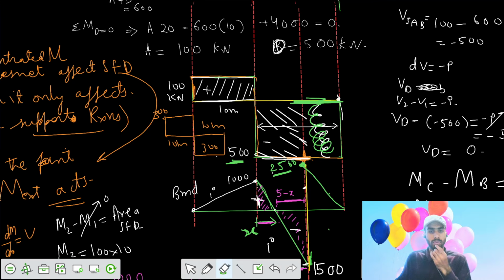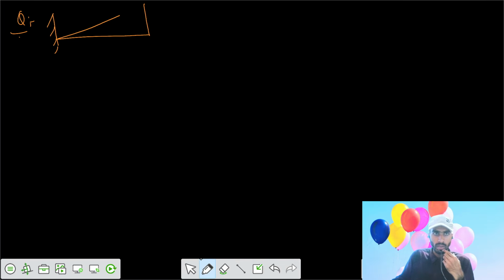Let's have one more problem. Let's say you have a cantilever beam and the uniformly varying load acts such that its maximum intensity is at the free end and 0 at the fixed end. So your length is L. Get the shear force diagram and bending moment diagram, solving by the analytic method.